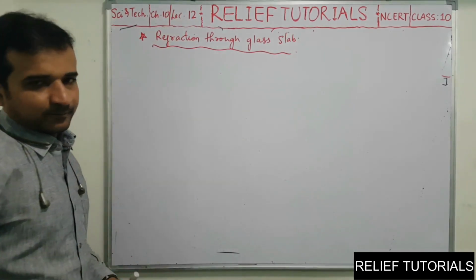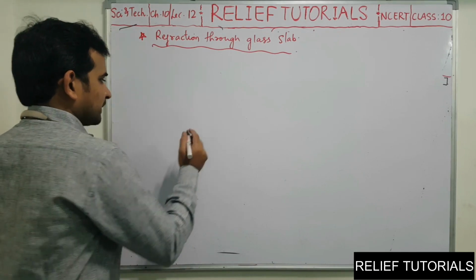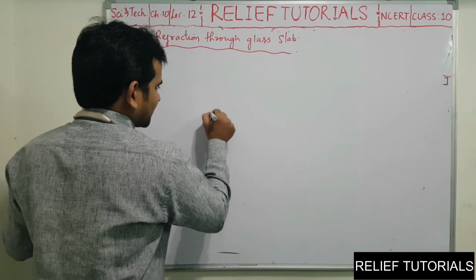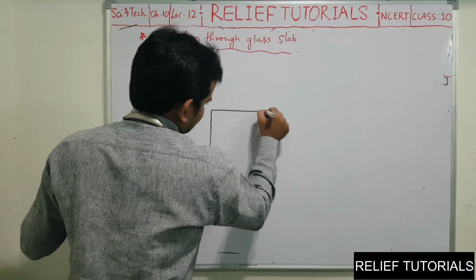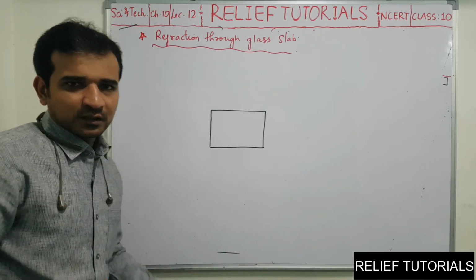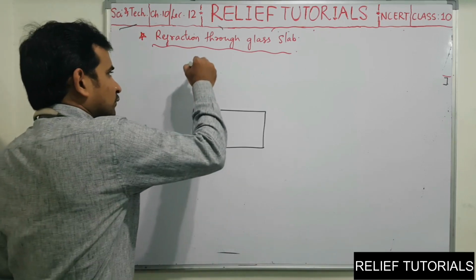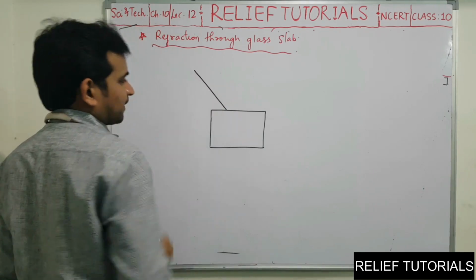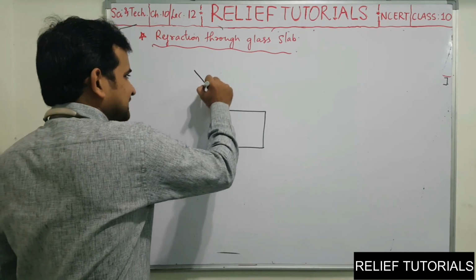Refraction through glass slab. Consider this is one of the glass slabs, a rectangular glass slab. One of the oblique light rays comes from this angle. This is the incident ray.